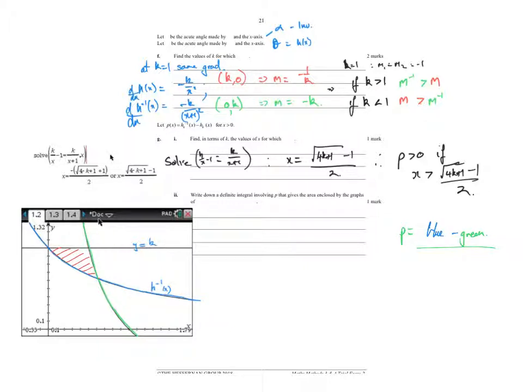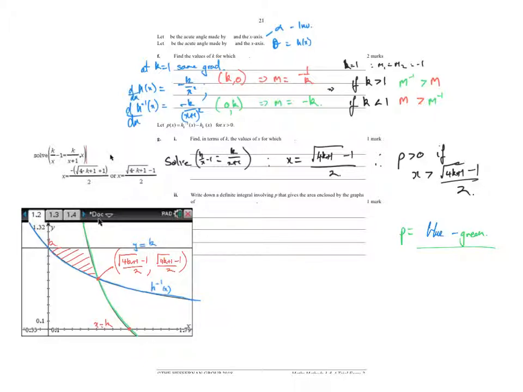That's my point of intersection, which we worked out to be square root of 4k plus 1, minus 1 on 2. That's k there, so that's y equal to k. So this is the equivalent, from all our working out, of where x is equal to k.